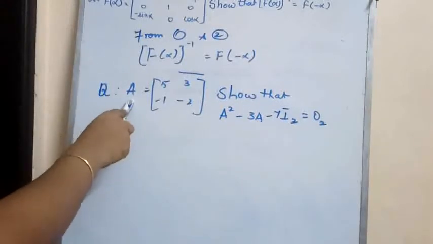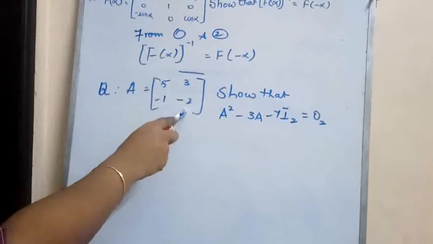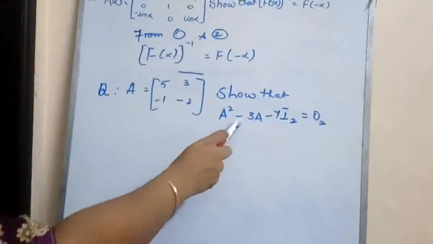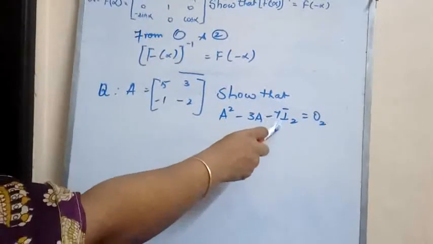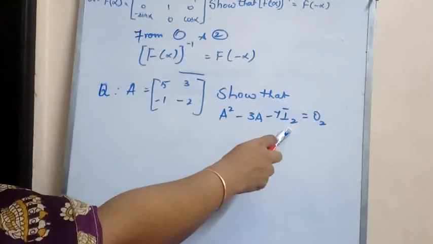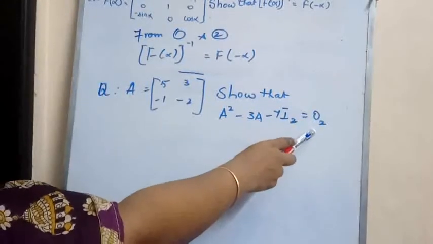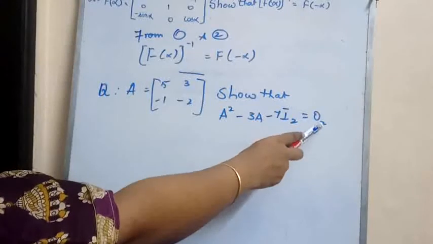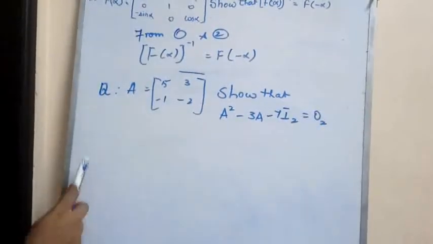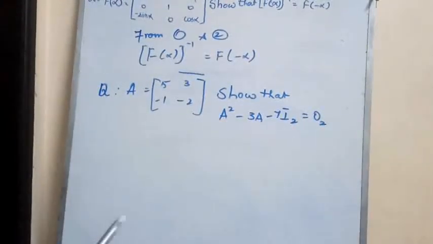So this is for your homework. Try out the sum. A is equal to 5, 3, minus 1, minus 2. Show that A square minus 3A minus 7 I2, I2 means identity matrix of order 2, is equal to 0 matrix of order 2. That is 0, 0, 0, 0. So try out the sum for your homework, and that's for today's session. Thank you.